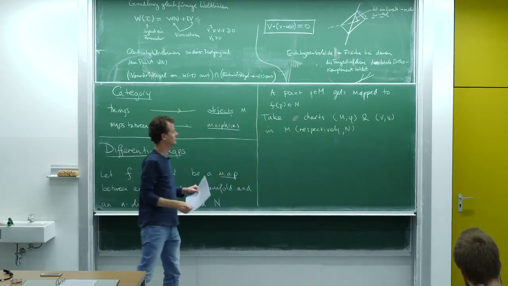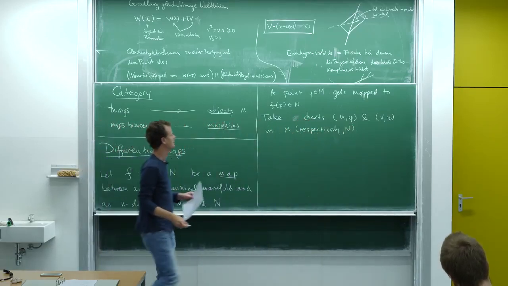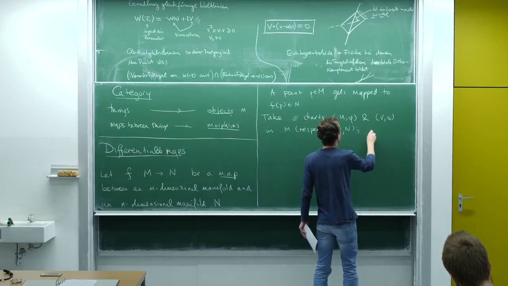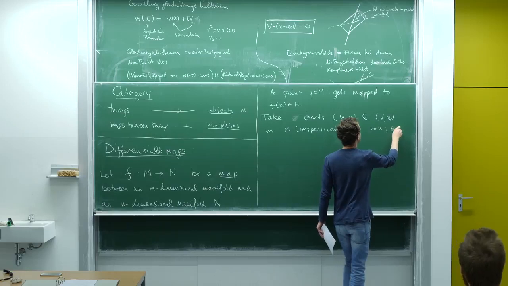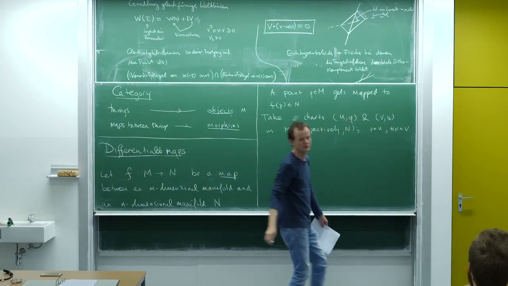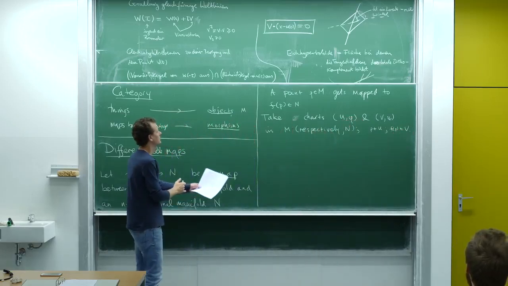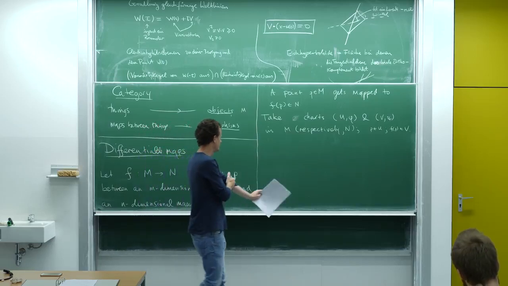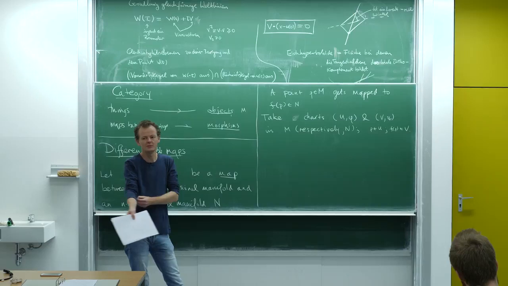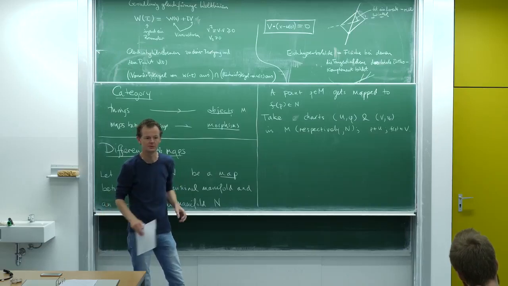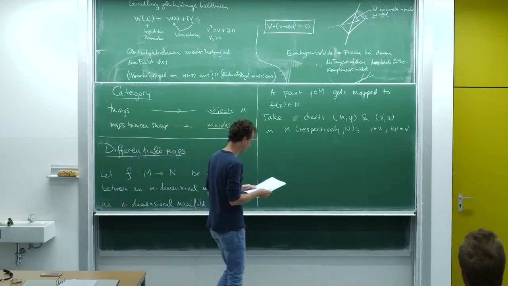So we've got to take some charts now around our points. P is an element of U, and f of P is an element of V. So we take the correct charts. And in order to start talking about derivatives, we need to get it to a state where we can compare things at nearby points. We can only do that in Euclidean space so far.